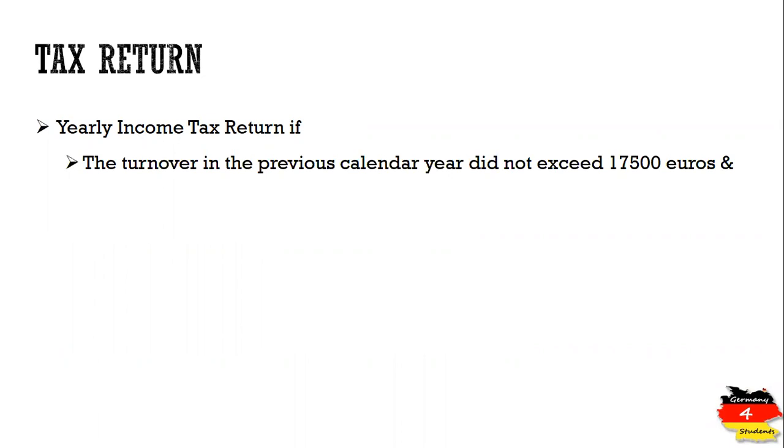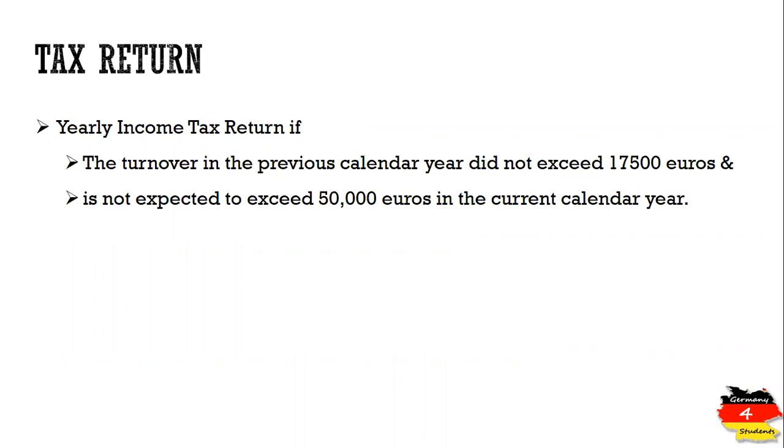Now let's see the tax return process. If you are running the Einzelunternehmen, you have to file the income tax return yearly, if the turnover in the previous calendar year was less than 17,500 euros, and the expected turnover is not more than 50,000 euros in the current calendar year. So if these two conditions are met, you are required to file your tax return on a yearly basis like you file your normal tax return.